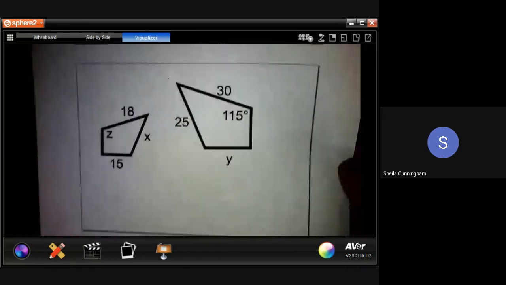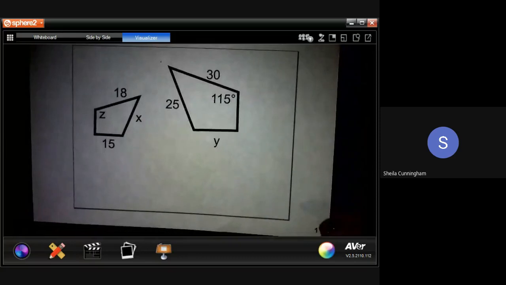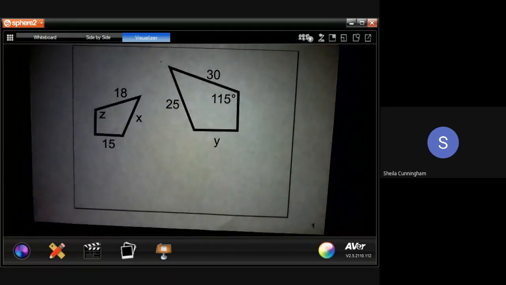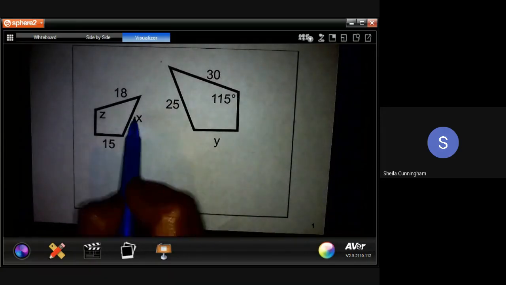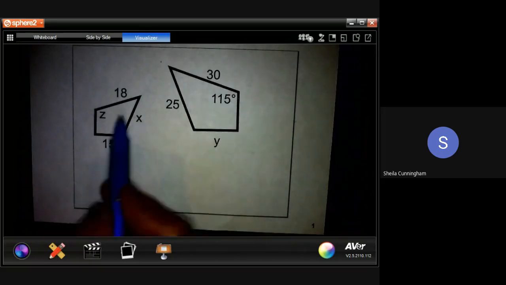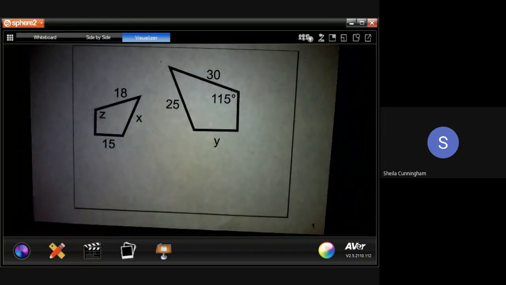So the next and last example that we have, there's a few things. We've got several variables that are happening here. We've got X, we need to find Y, and it looks like we need to find Z. So these are similar shapes. So now we have to look at, how do we find these missing variables?